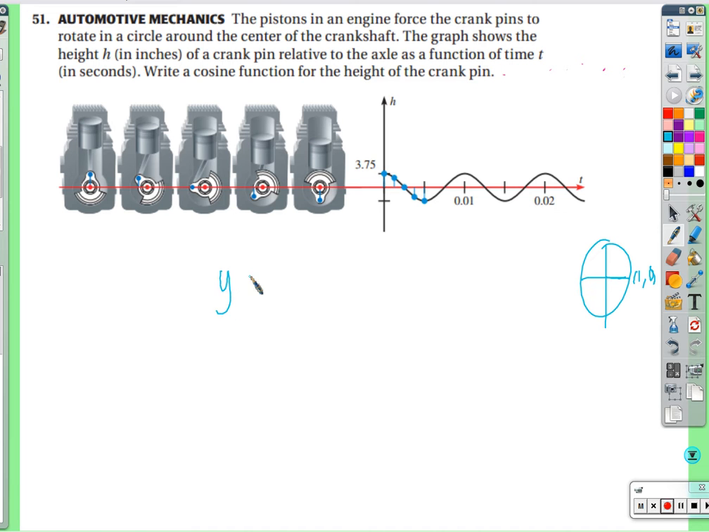So let's start out with a cosine of something. Then we'll figure out, did we see an amplitude change, a period change, a horizontal shift, any of those things. And then we'll fill in as needed, okay? So what do you think? The amplitude of the normal cosine wave without anything done to it is how big? 1. Standard is 1. What is the amplitude of this wave? 3.75. So what can we do to our equation so that we make sure that the amplitude is 3.75? 3.75 right there.